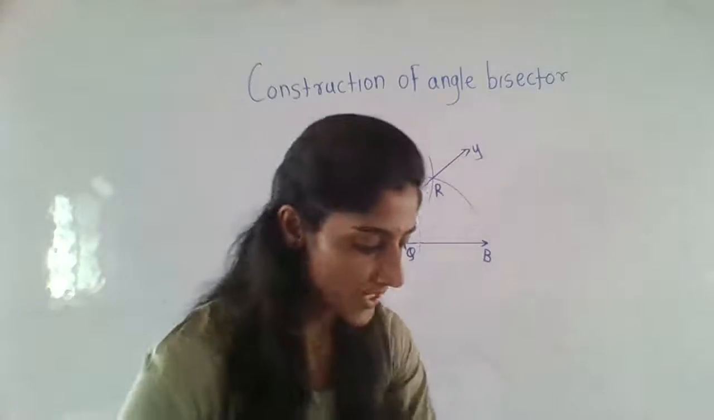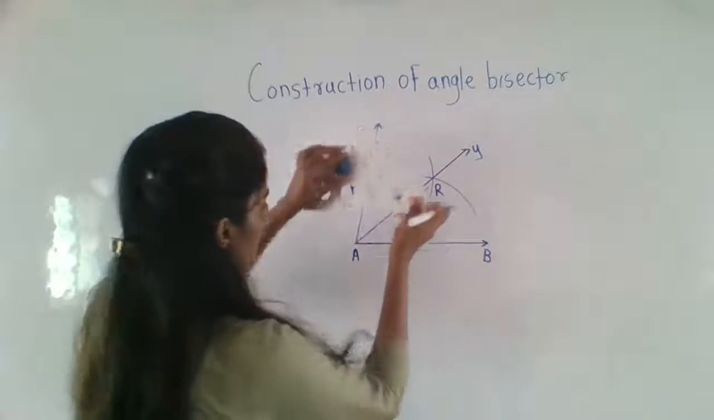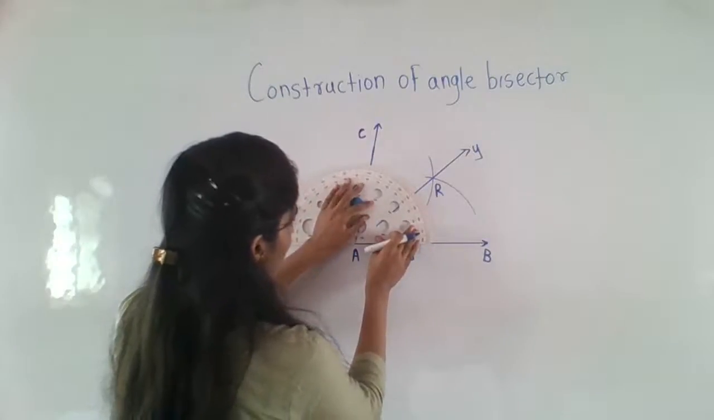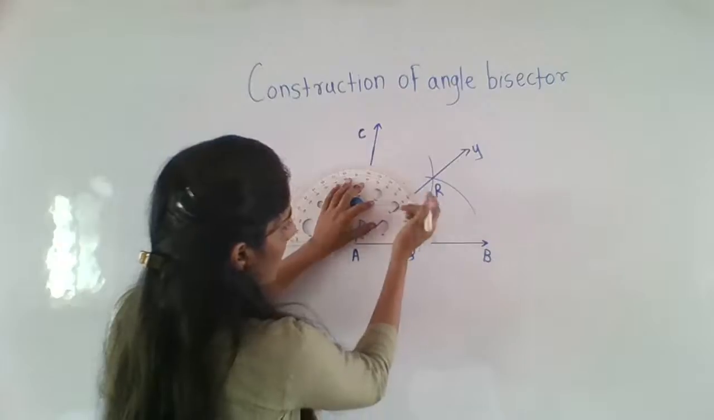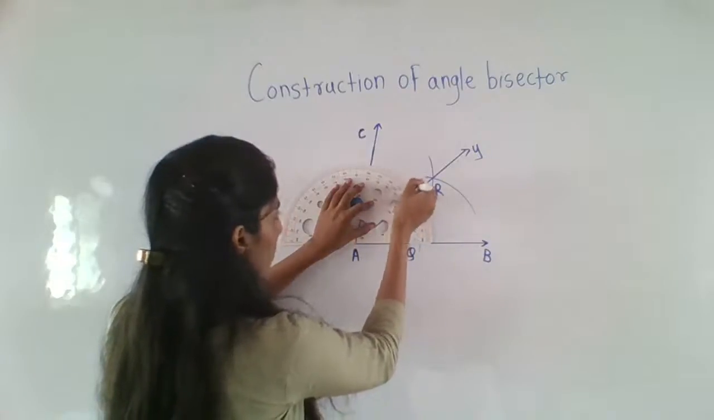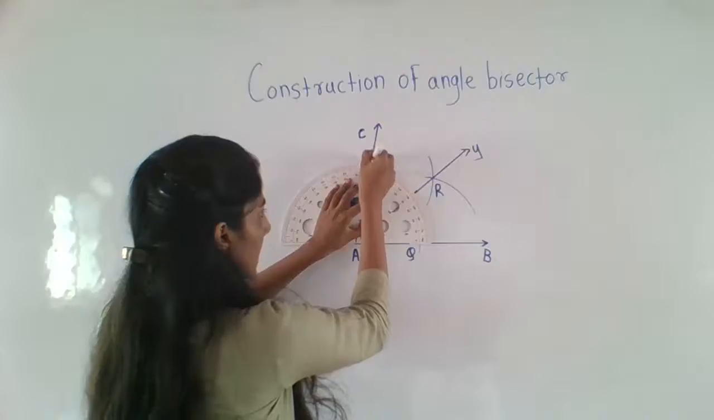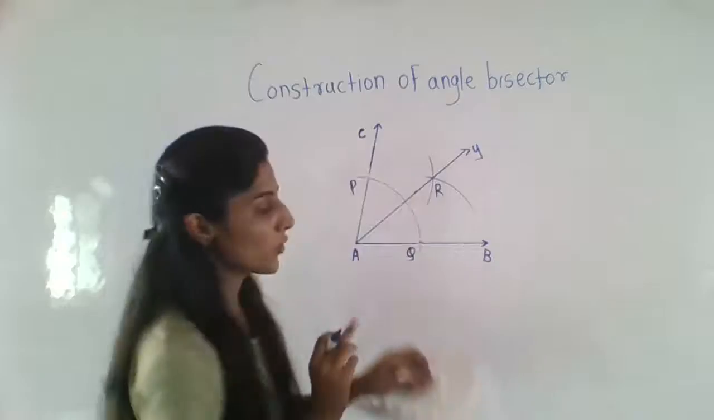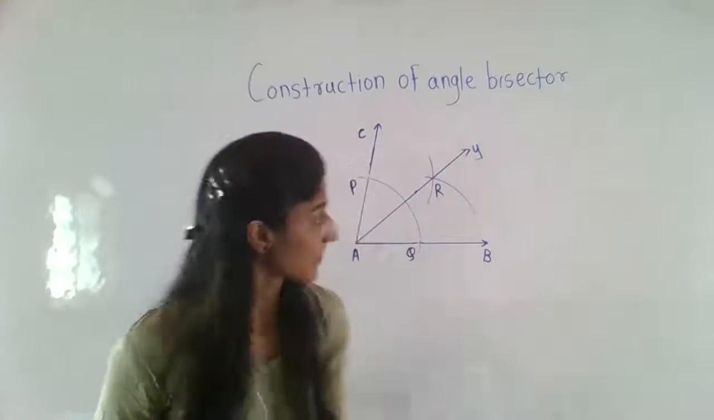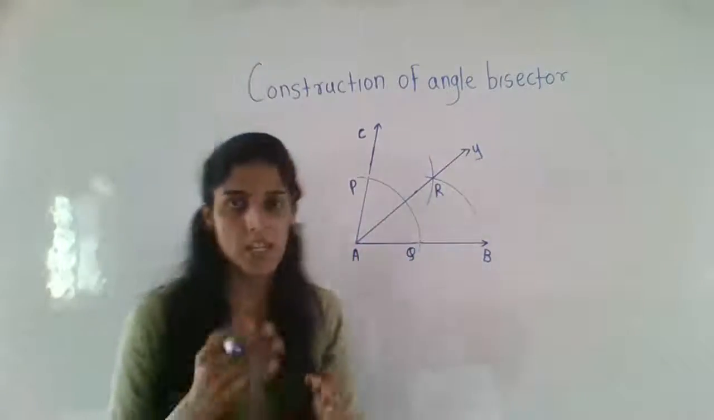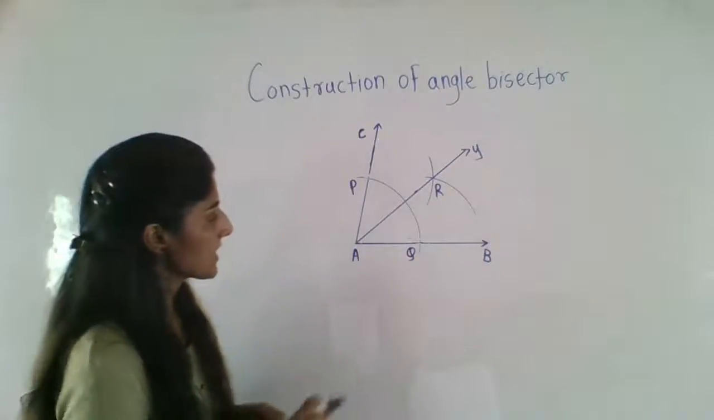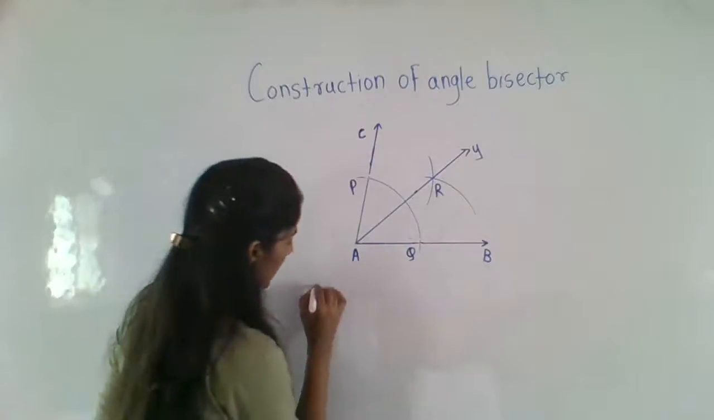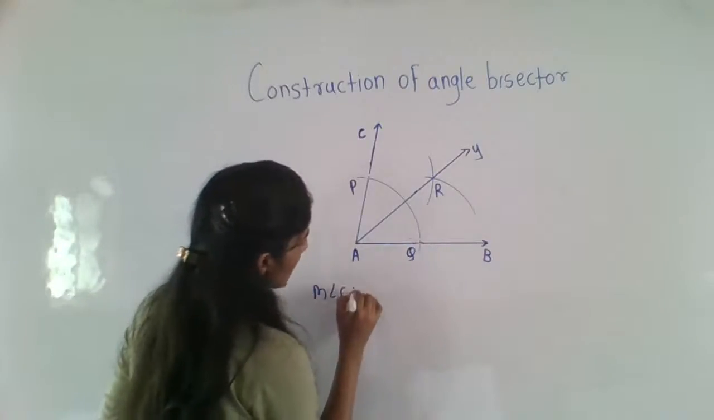Now let's recheck this by using the compass. Keep the middle point of the protractor and check the distance, that is here 40 degrees and here 40, 50, 60, 70 and 80 degrees. It means the distance of angle CAY is 40 degrees and YAB is 40 degrees. Understand, this means AY is the angle bisector.